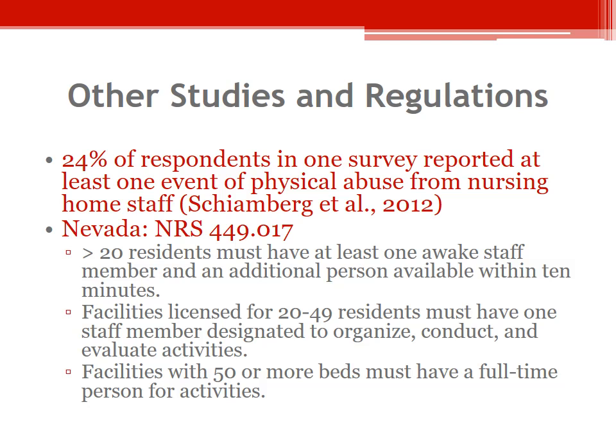Here in Nevada, we have regulations that help to ensure that nursing home and skilled care facilities are healthier places for elderly adults to be. These regulations have to do with staffing levels, and they're codified in Nevada Revised Statute 449.017. For any facility with more than 20 residents, they have to have at least one awake staff member plus an additional person available within 10 minutes.